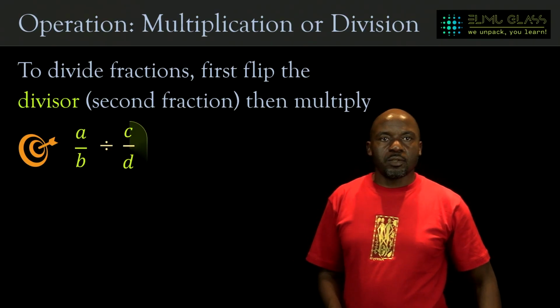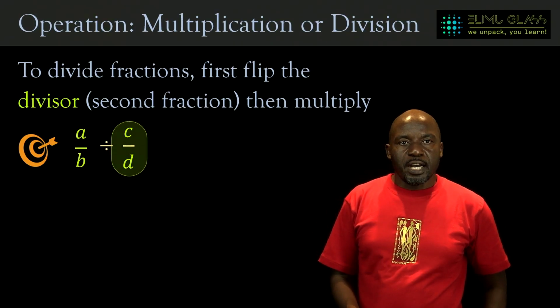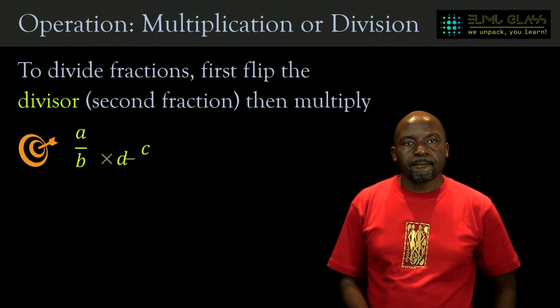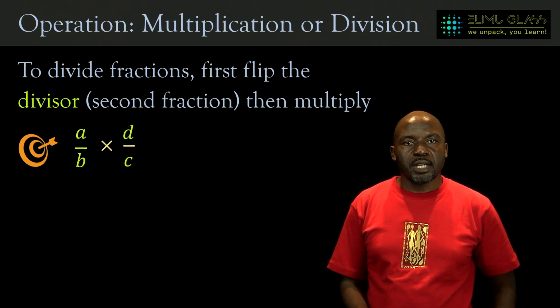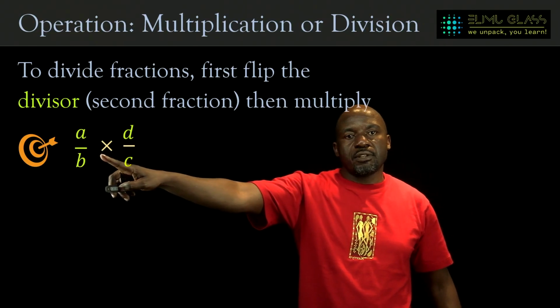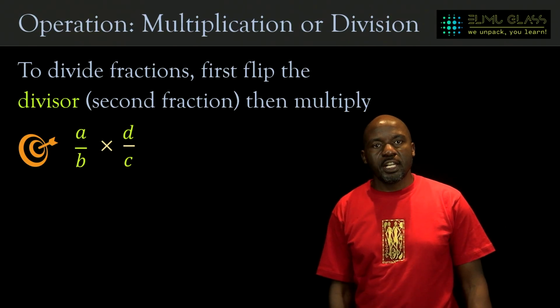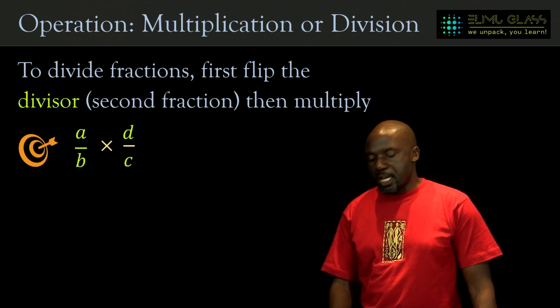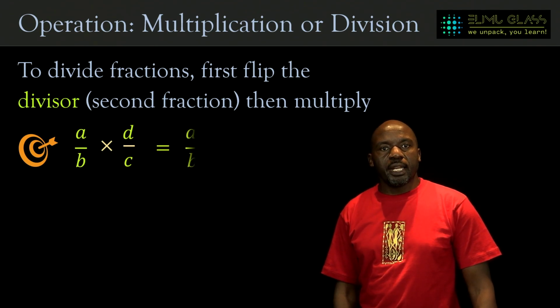Okay, so let's see that. This is what I've just done. That is the divisor. We want to flip that. So if we flip it, C goes down and D goes up, the sign changes from that of division to that of multiplication. And now all we have to do is to multiply the numerators together and the denominators together. We end up with AD over BC.